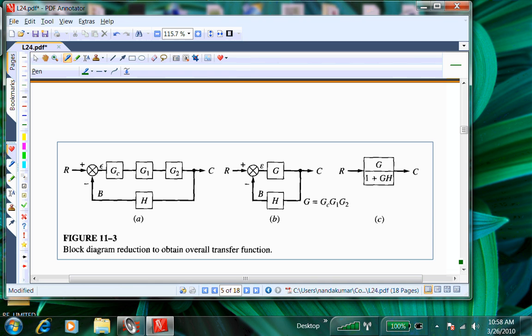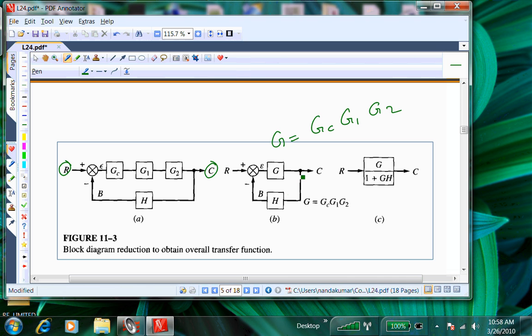So this diagram shows you how we can collapse the blocks. In the first case, U is 0. There is no disturbance, and there is only a set point, and this is the process variable. Since there is no U, we have removed this part, and all I have is GC, G1, G2. So the effective transfer function for those in series is simply G. G is going to be the product of GC, G1, G2. So we're replacing all three blocks by a single block, G.